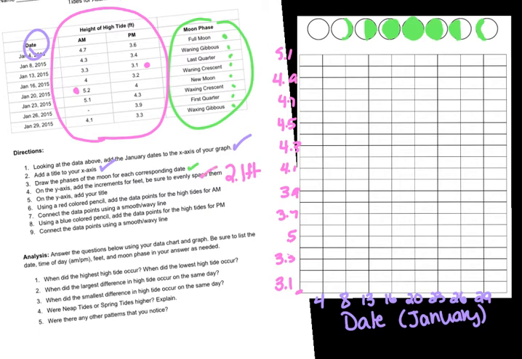Step 5 says on the y-axis add the title. The title is called Height of High Tides. And it's in feet.